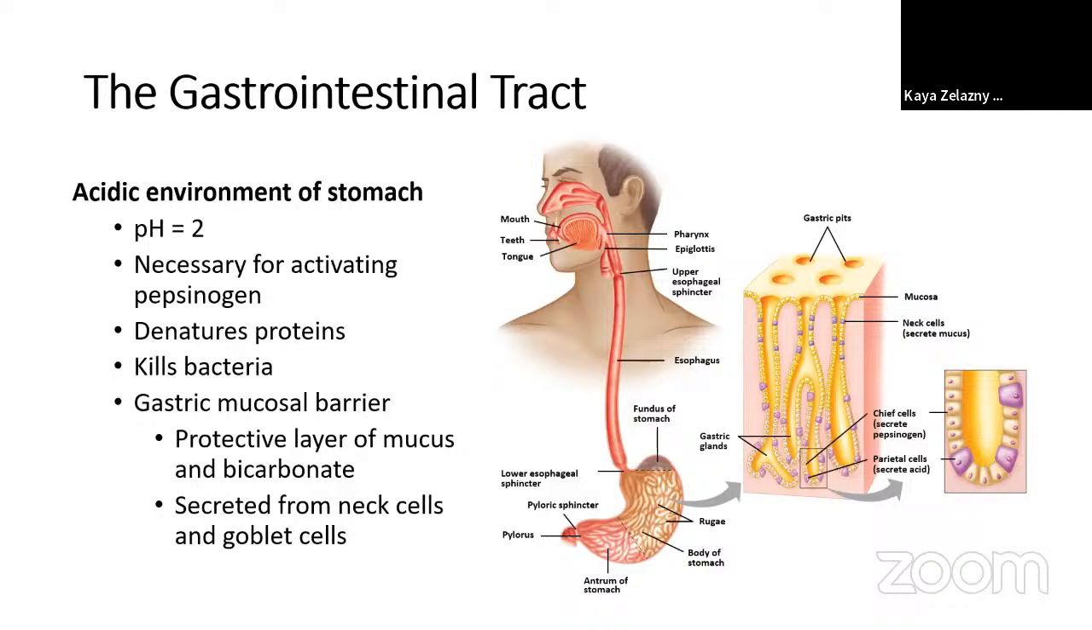So it's important that we have this gastric mucosal barrier produced by our neck cells, because the acidic environment of the stomach is important to your stomach's function, but we need to protect your actual tissue from that acidic environment. So we're going to have this protective layer of mucus. And that mucus is going to be rich in bicarbonate, so kind of buffering the pH along the walls of the stomach.